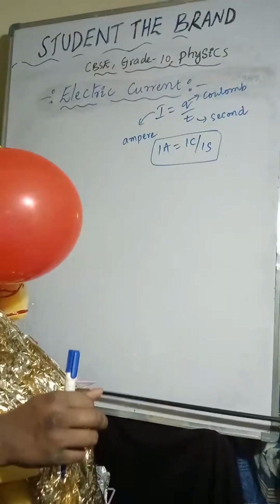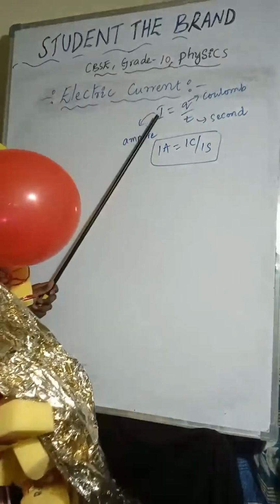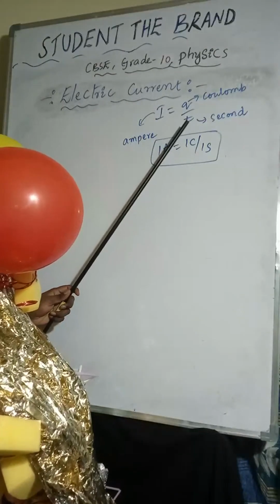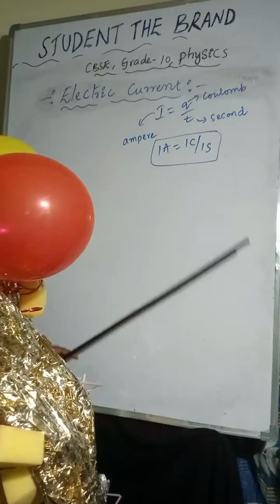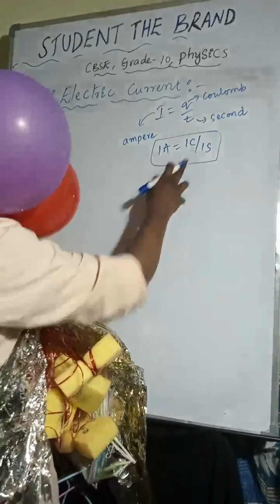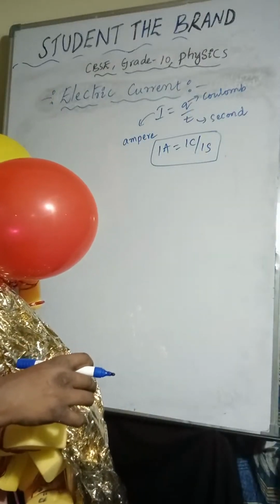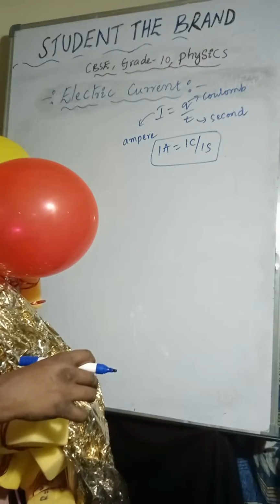So here you can observe: I equals Q by T. The SI unit of current is ampere, the SI unit of charge is coulomb, and the SI unit of time is second. So 1 ampere is defined as 1 coulomb of charge flowing through unit cross-section area per second, which is called electric current, right?